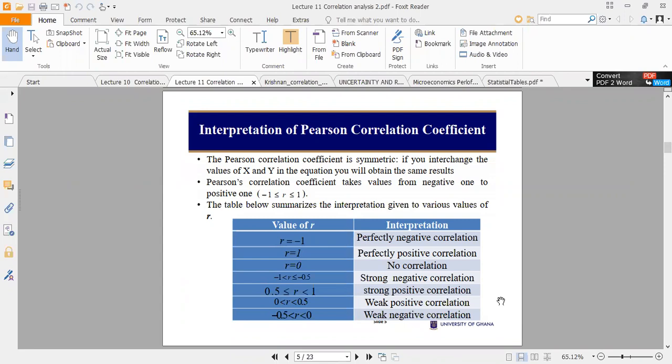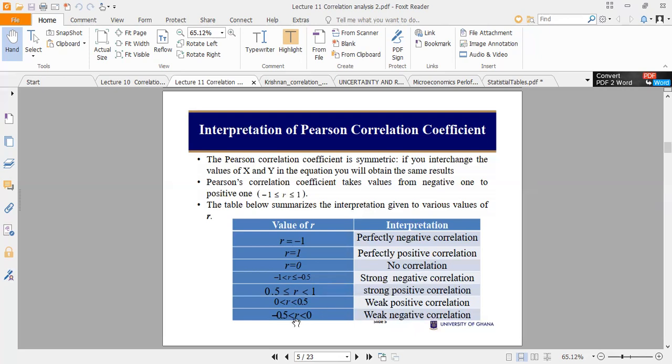Now let's look at the strong and then the weak. For strong negative correlation, the correlation coefficient must be equal to or less than -0.5. So r must be less than or equal to -0.5. If you get a correlation coefficient of say -0.65, you see that it's less than -0.5. So that means that we have a strong negative correlation. If you have exactly -0.52, that one too shows a strong negative correlation.